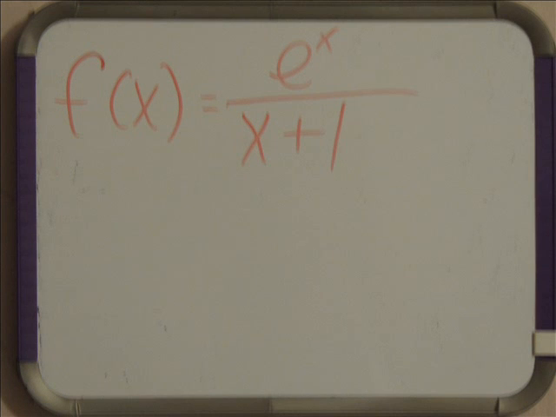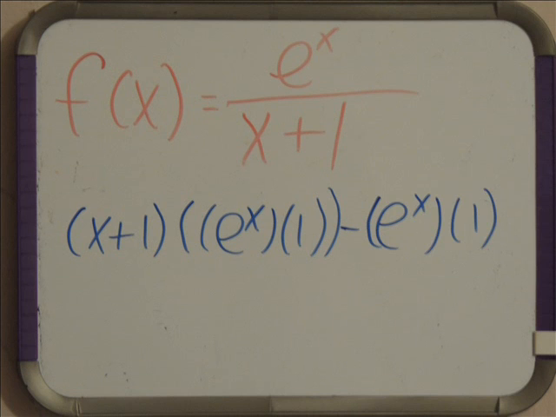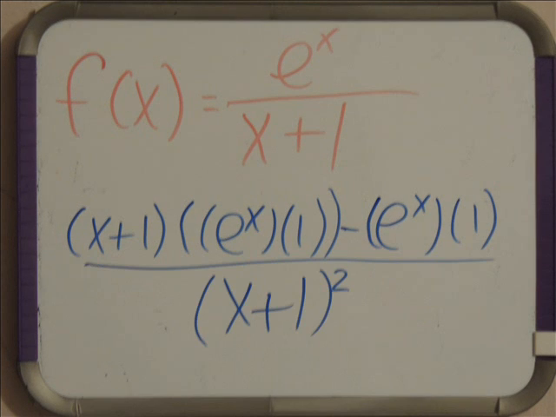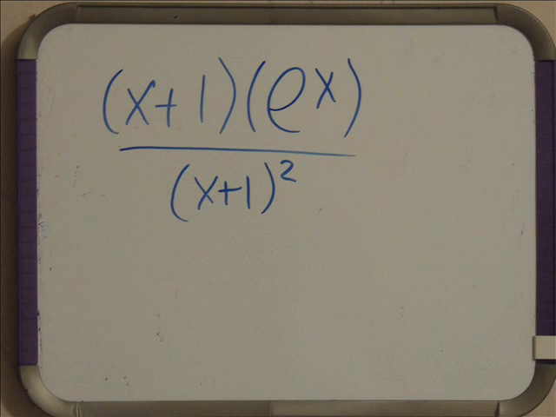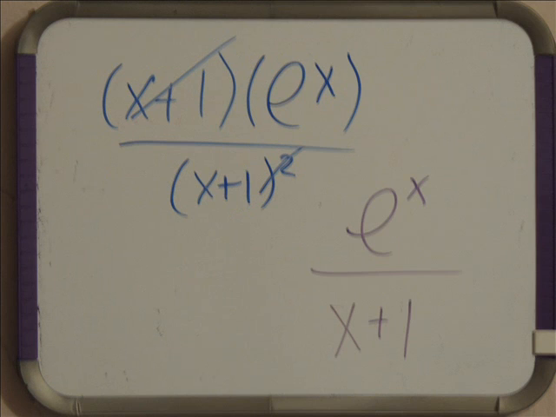The last example, e to the x over x minus 1. You know, quotient rule. So g times the derivative of f, in which we use the chain rule, minus f times the derivative of g, over g squared. We simplify, and some values get cancelled, so we get something like this.